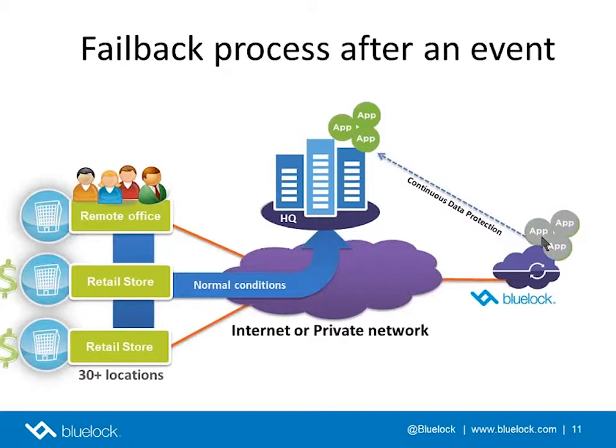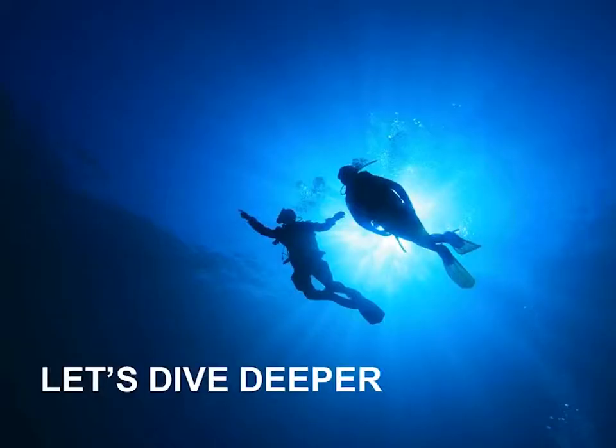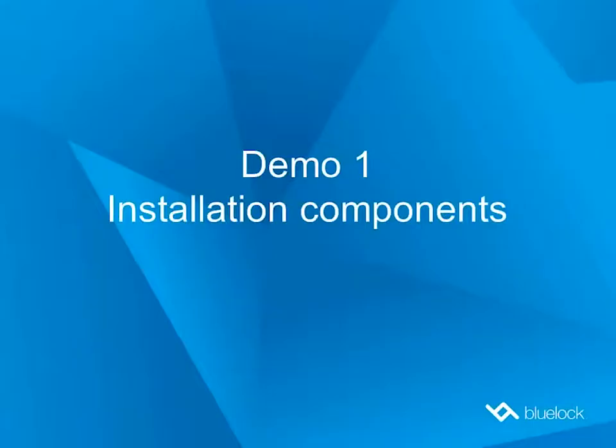As soon as that's done, the continuous data protection starts going the other way, back to the DR site, to make sure that you're always protected all the time. So with that, let's dive a little bit deeper. We're going to show a demo of installing the components that would be required in your vSphere environment to start the replication process. I'll talk about what those components are, and then I'll ask Craig to walk through the demo video that we have showing the installation itself.